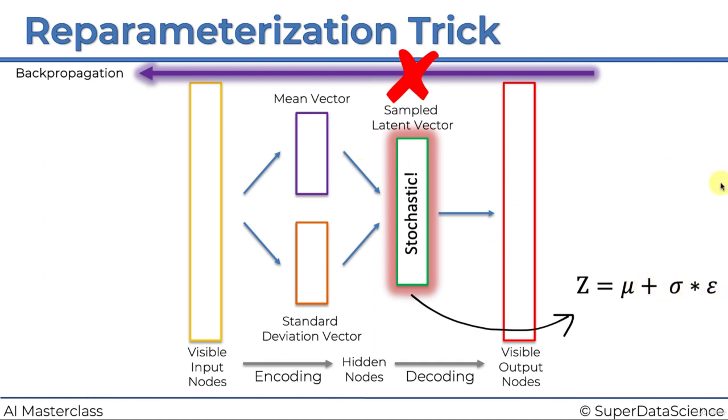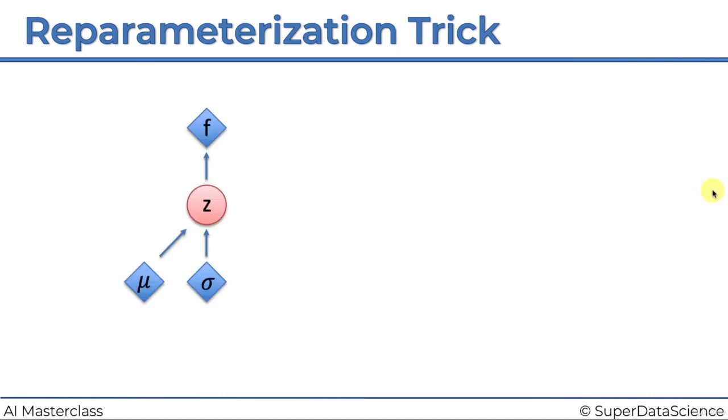So let's have a look at a schematic representation of this, so it becomes a bit clearer. So here is our original variational autoencoder. As you can see, we're taking the mean vector and the standard deviation vector. We're using them inside here, in the sampled latent vector, to perform the sampling of the latent vector, and then we're proceeding with the decoding. That's where the problem occurs. Backpropagation cannot go through this stochasticity.